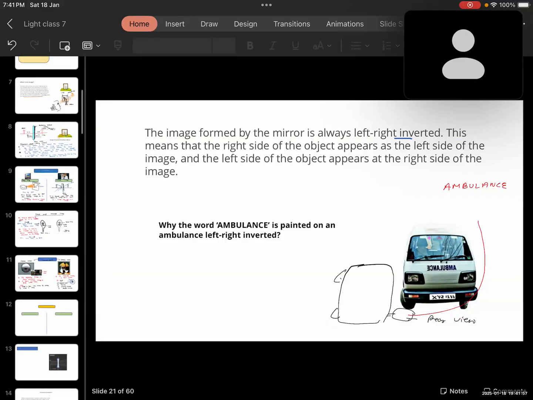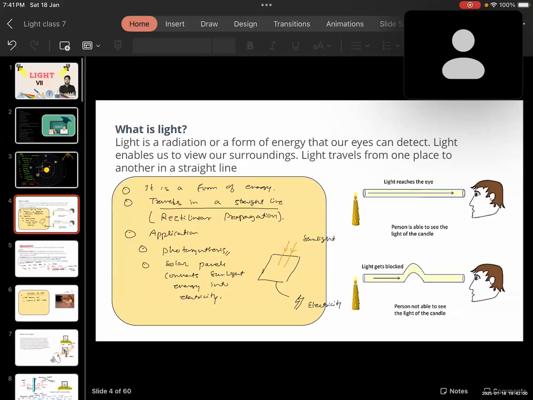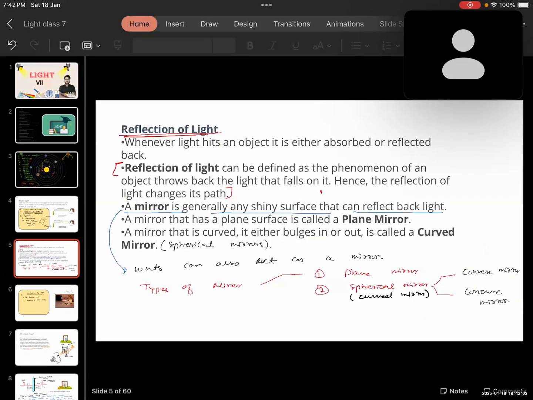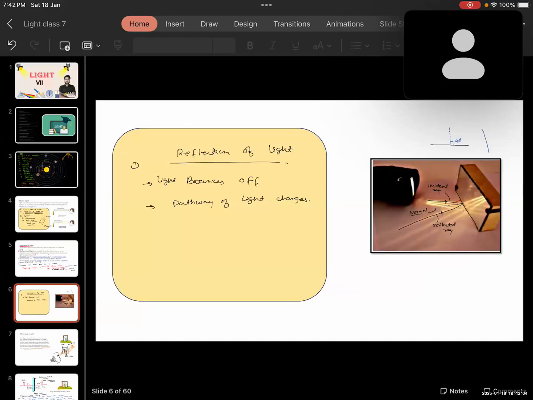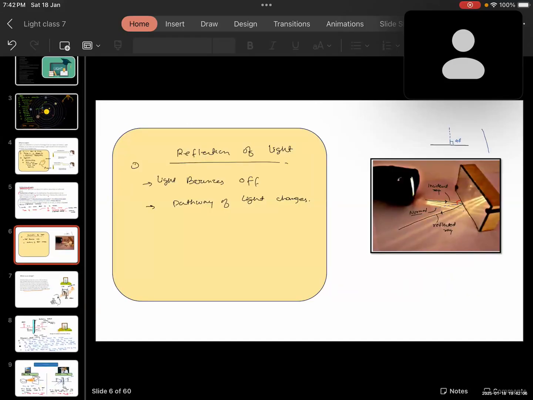Yeah, exactly. So far, we have basically learned about light and its properties, reflection, and we were learning about mirrors. So there are three types of mirrors.